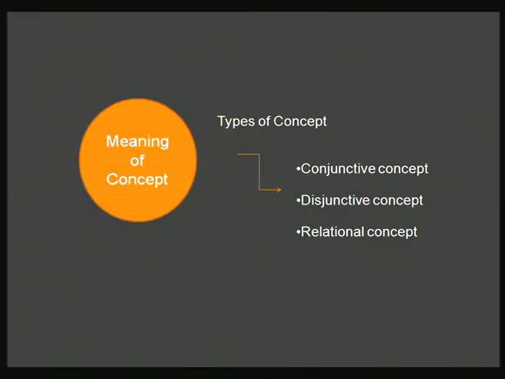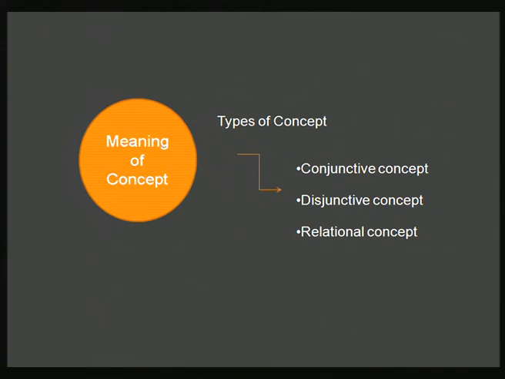So before detailing the essence of concept attainment model, let me discuss what is a concept. When we hear the term concept, a concept means a class of stimuli having common characteristics. And we can see that concepts may be of different types. Regarding the types of concept, we can classify it as conjunctive concept, distinctive concept, and relational concept.